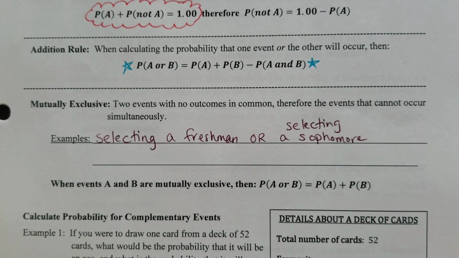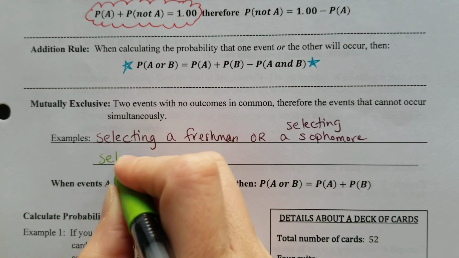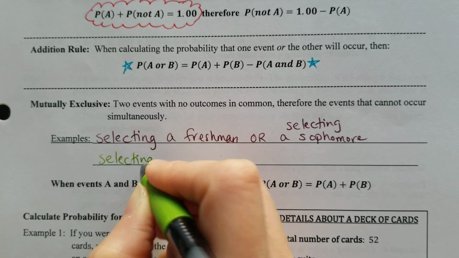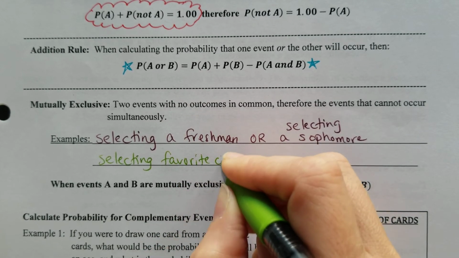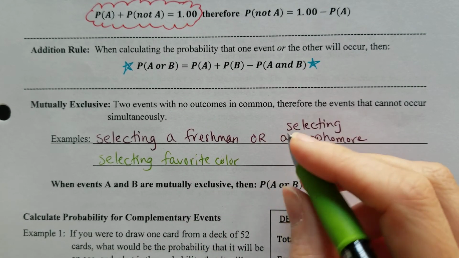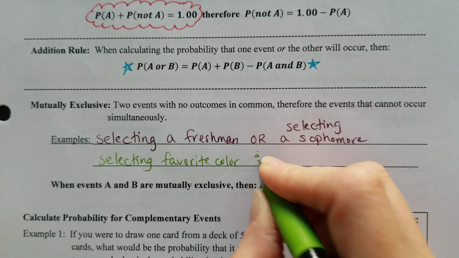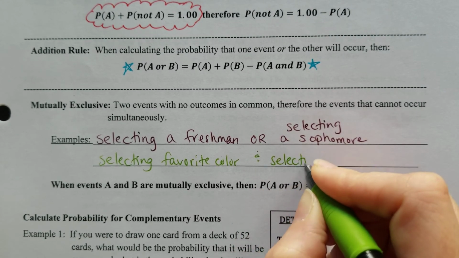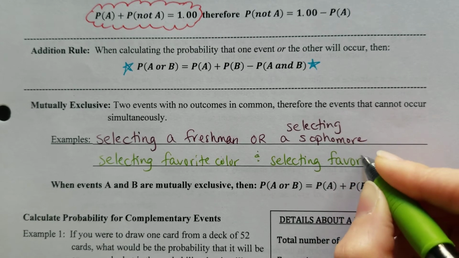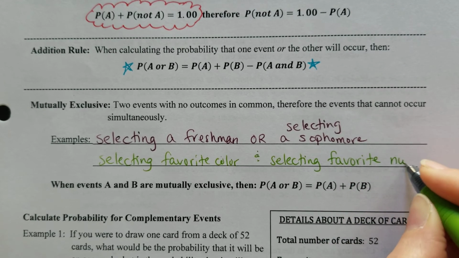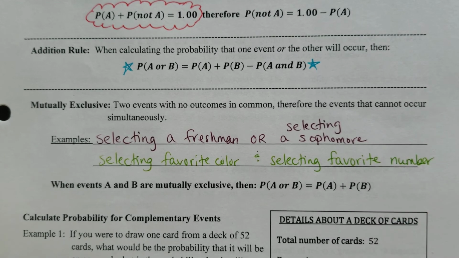Another example of that would be selecting your favorite color and also selecting your favorite number. That's another thing we cannot do simultaneously. It has to be one or the other. And we're going to talk more about that.